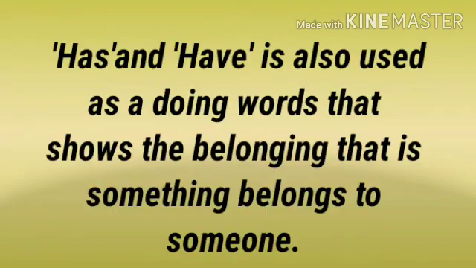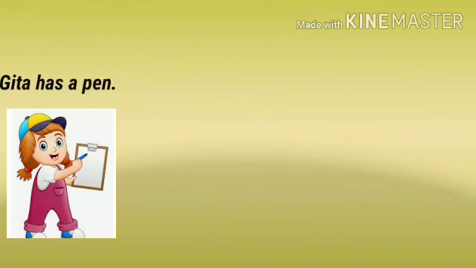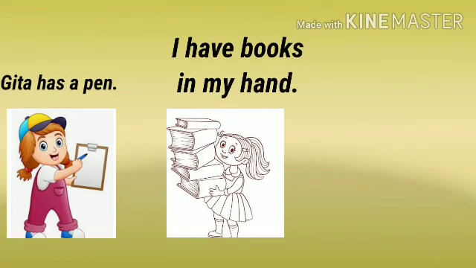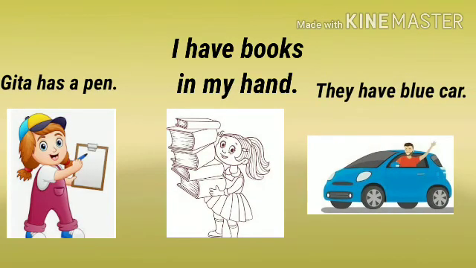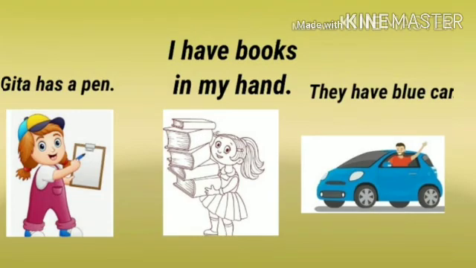Has and have are also used as doing words that show belonging. That is, something belongs to someone. Children, look at these examples. Geeta has a pen. I have books in my hand. They have a blue car. It means that the pen belongs to Geeta. The books belong to me. The blue car belongs to them.